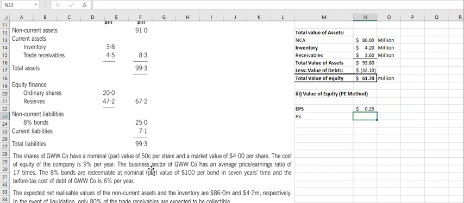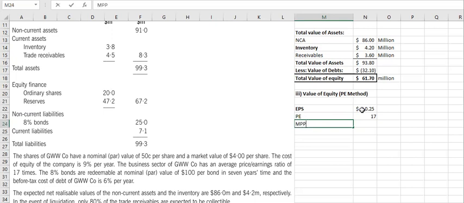So we don't have any similar company in this question. Therefore, we will be using the sector's price earning ratio, that is 17 times. So if in the market, investors are valuing the company 17 times of its earning, then the value of the GWW company's share price will be 17 times of its earning.